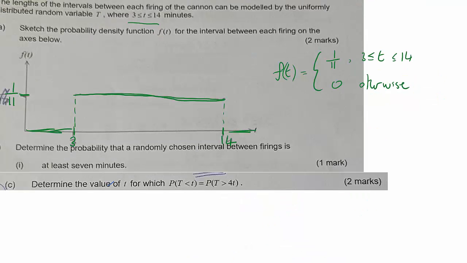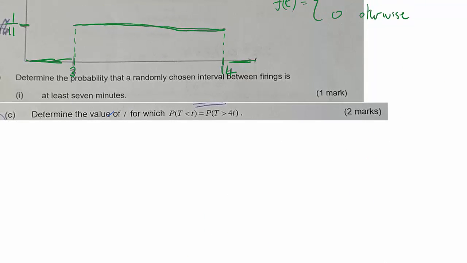Now finally, we want to find the value of t for which the probability of t being less than t is equal to the probability of t being more than 4t. So there's some value here t, such that this value here is 4t, and these two areas are equal. Now think about the probability here. The width is t minus 3 and the height is 1 over 11. So that's t take away 3 over 11 when we multiply them.